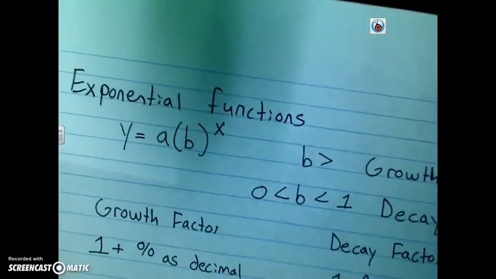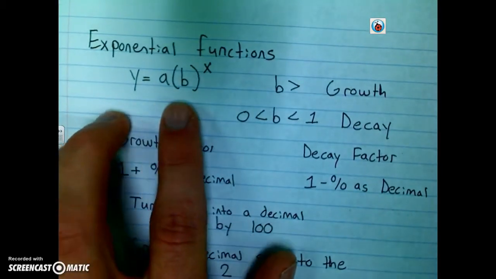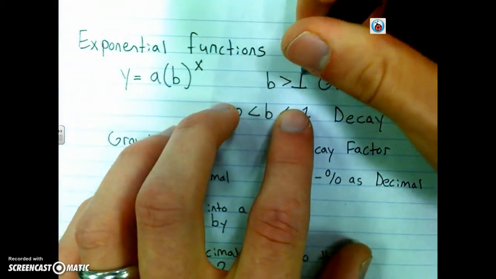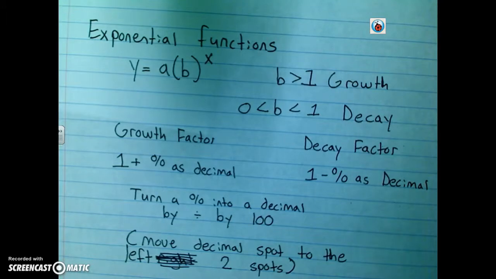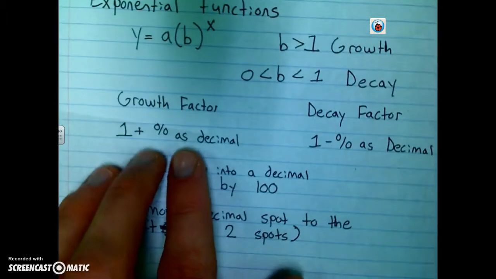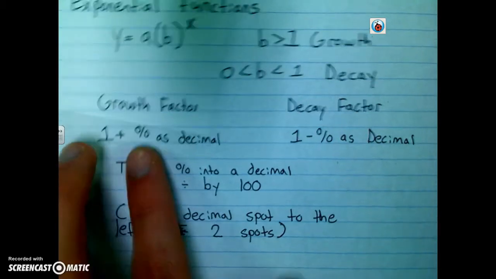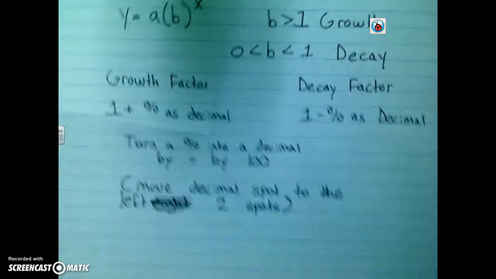Before we get going on that though, here's some information about our exponential functions. It's always y equals a times b to the x, where if b is bigger than 1, we have growth. If b is in between 0 and 1, we have decay. To find our growth factor when we're given percents, we do 1 plus whatever our percent is as a decimal. And our decay factor is when we do 1 minus whatever our percent is as a decimal.